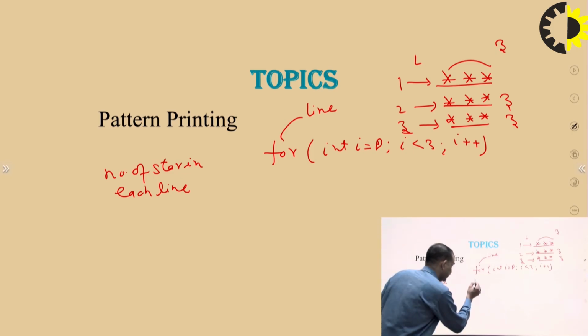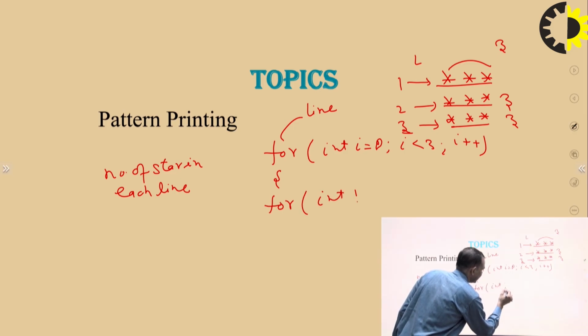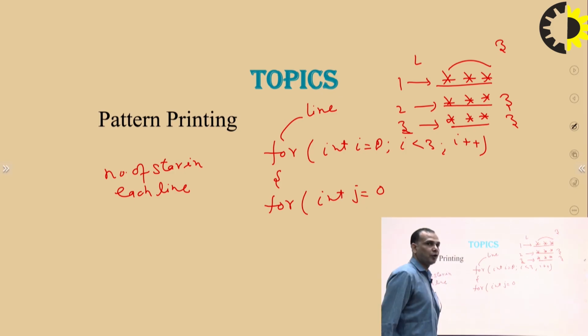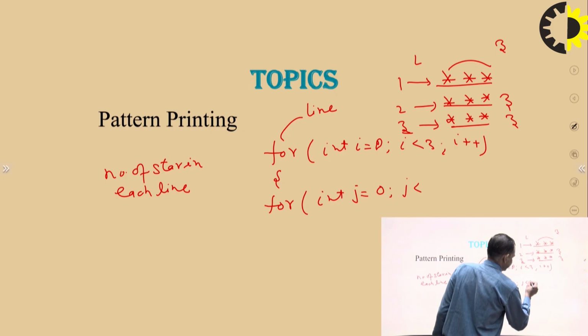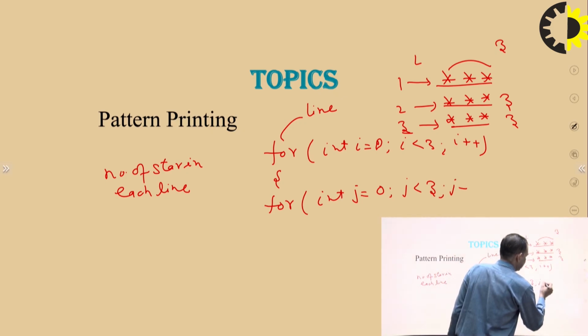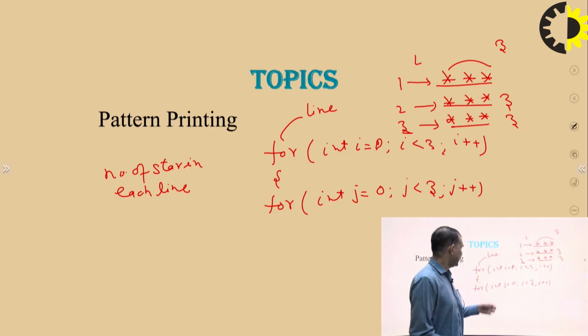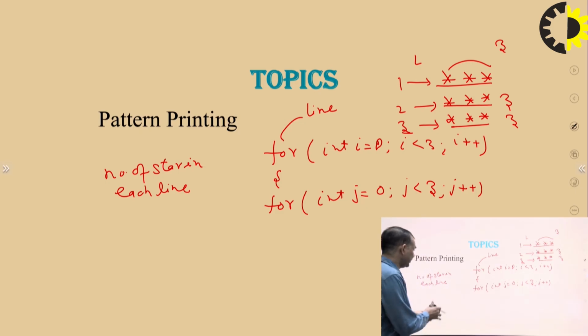So we have to create another loop, and we have to initialize the variable j as 0, and j is less than 3, and j plus plus. So what will it do? The first one is used to print the number of lines, how many lines we have to print, and the second loop will print how many stars we have to print in each line.